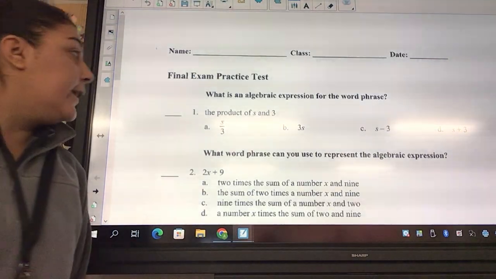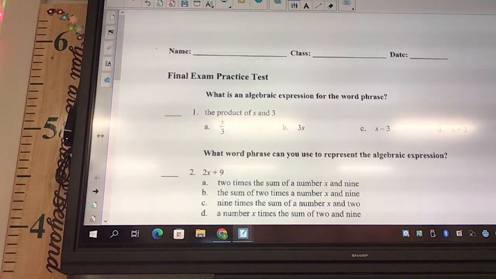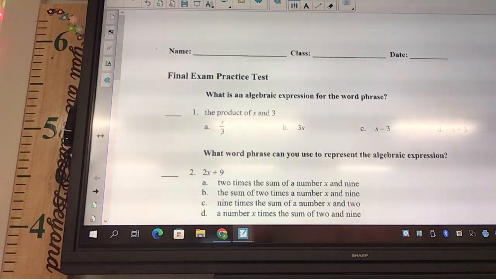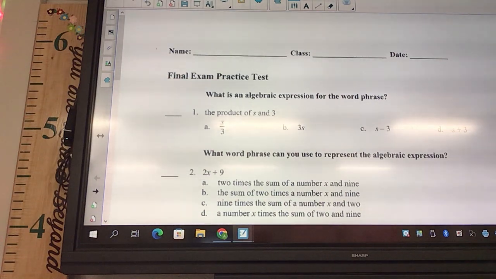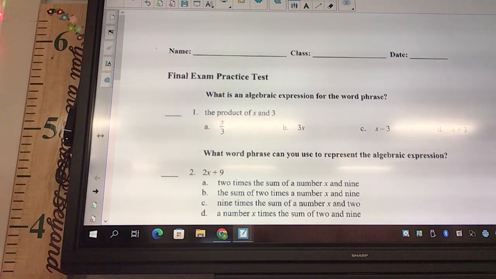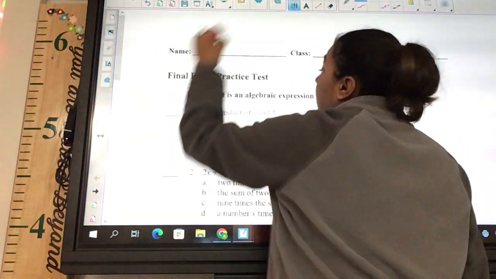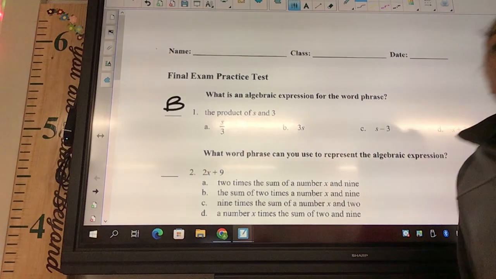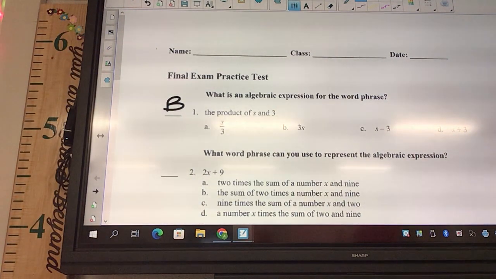What is an algebraic expression for the word phrase, the product of S and 3? What does product mean? Multiply. So which one of these is multiply? B. Okay, so on your answer sheet, you're going to write B. If you don't know what product means, then I would probably put that on your note sheet and say product means times. Okay?